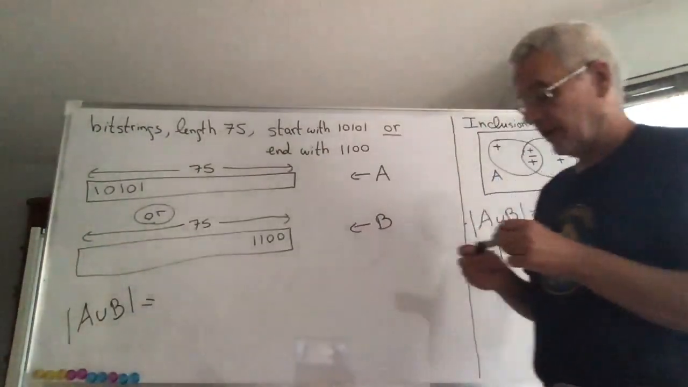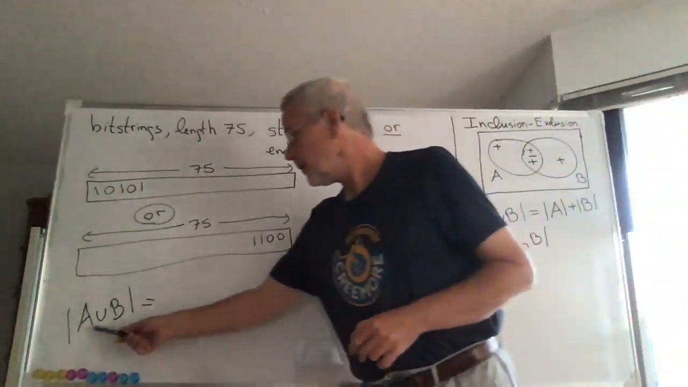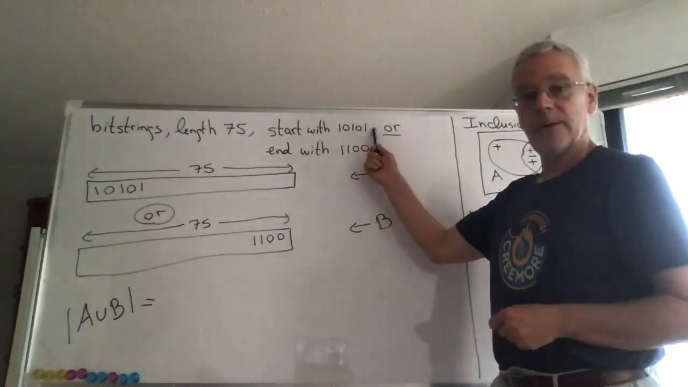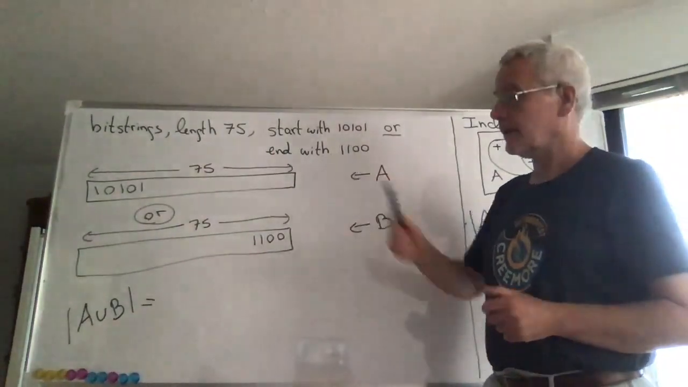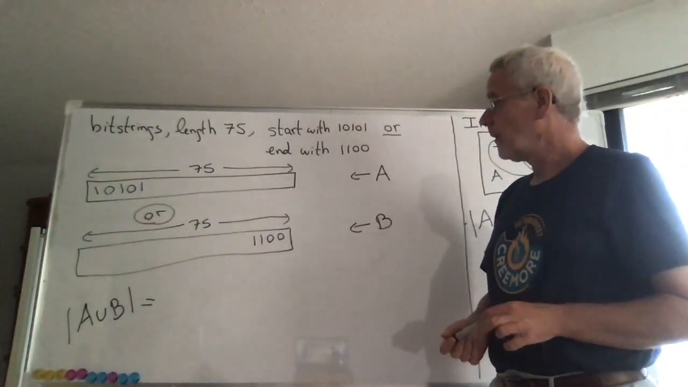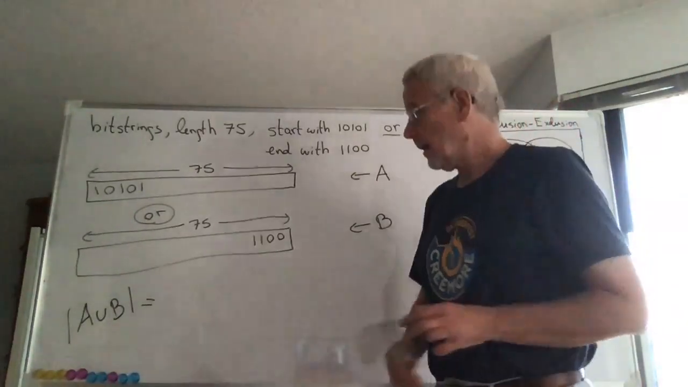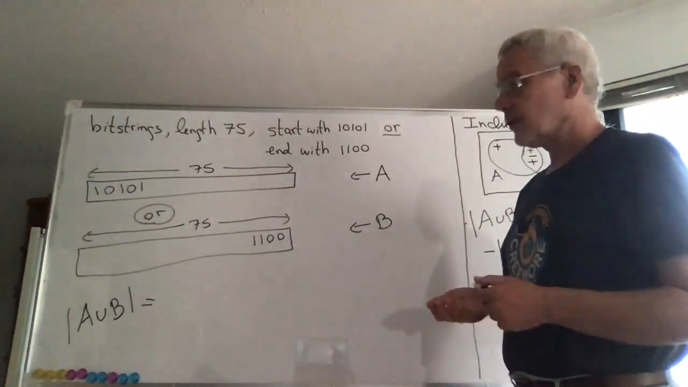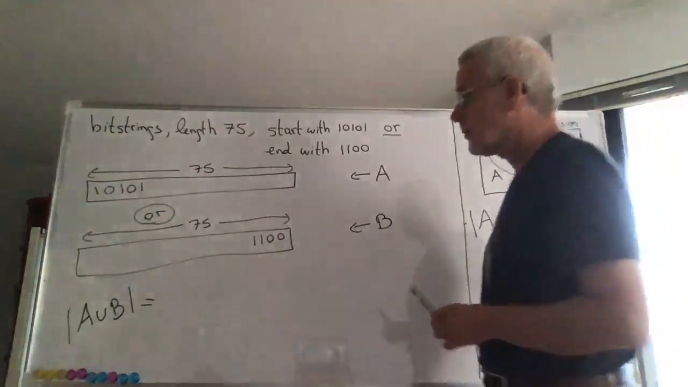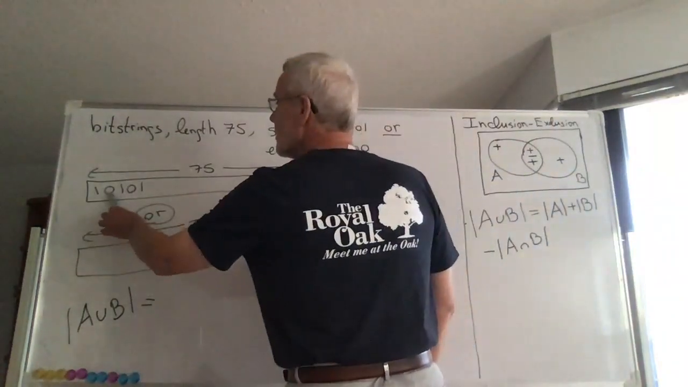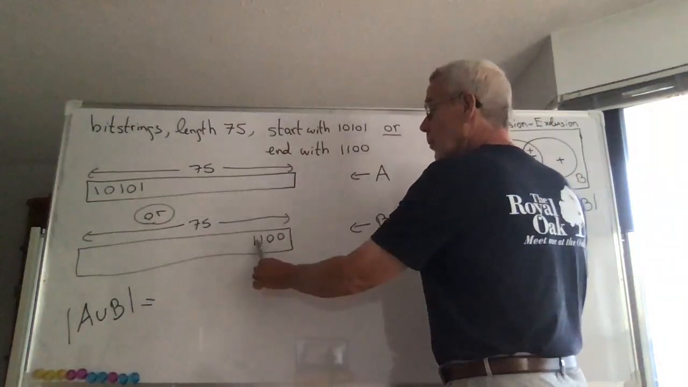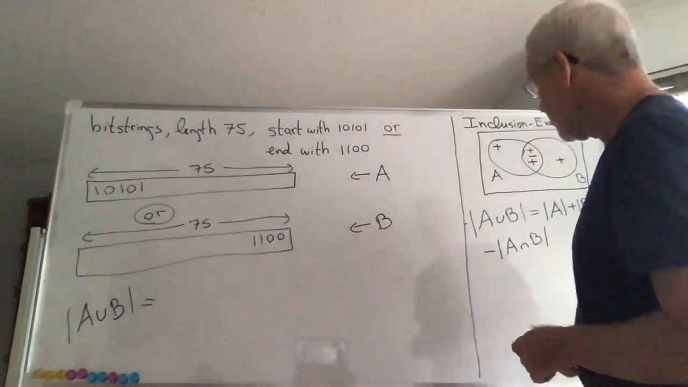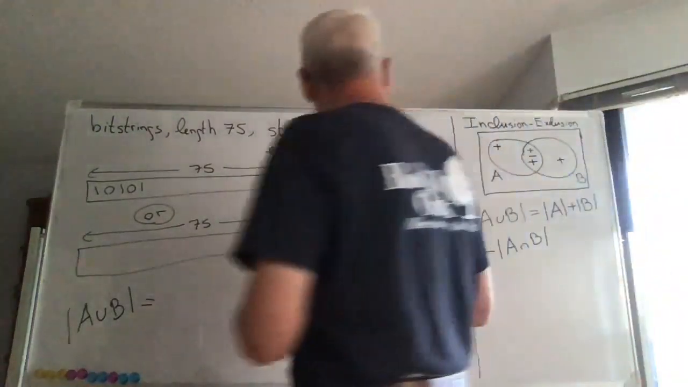Yeah, so this is what we want to know. A union B: these are all strings that are in A, that means of this type, or they are in B, that means they are in this type. Now notice we cannot just apply the sum rule because A and B share strings. If you have a bit string that starts with 10101 and ends with 1100, then it is both in A and in B. So for this example, we have to use the inclusion-exclusion formula.